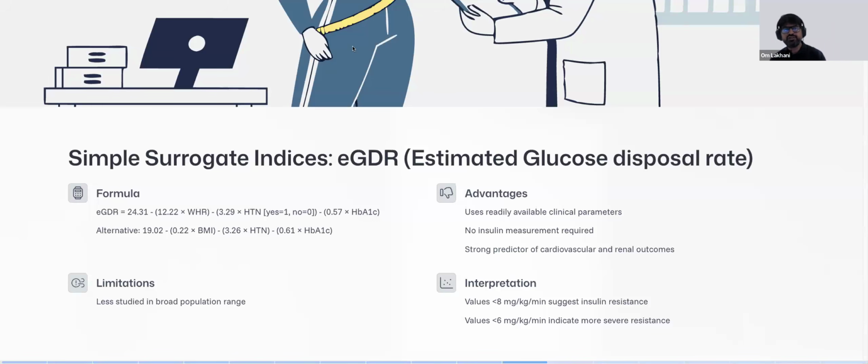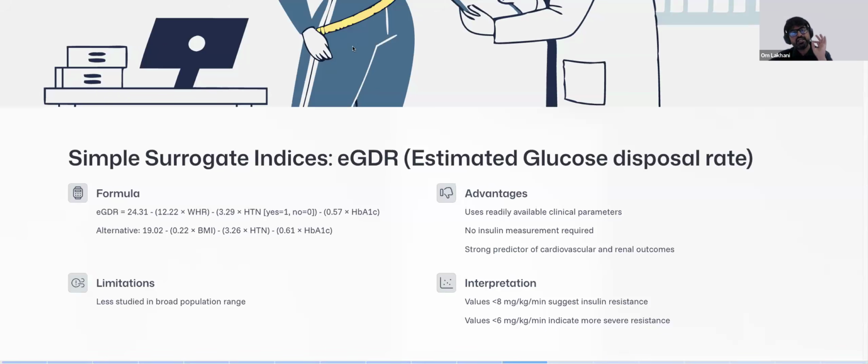So if you want to do one calculation, again, like I said, you don't require any special test. You just require the patient's anthropometric parameters and the HbA1c, which anyways you're going to do, right? So just require these things. And by doing this, you are able to calculate the estimated glucose disposal rate. And a value less than 8 is suggestive of insulin resistance. Less than 6 is suggestive of more severe insulin resistance. And this has direct correlation with future risk.